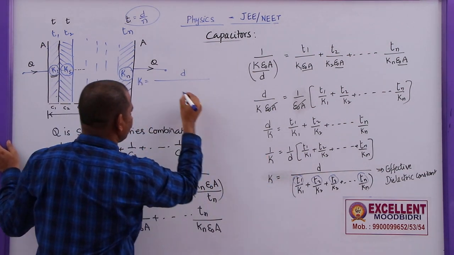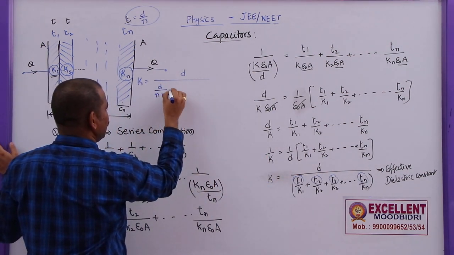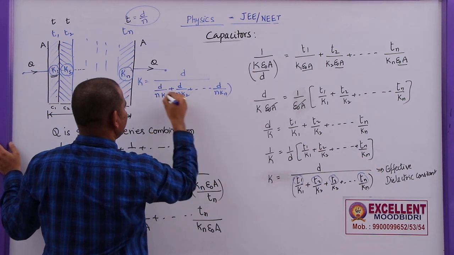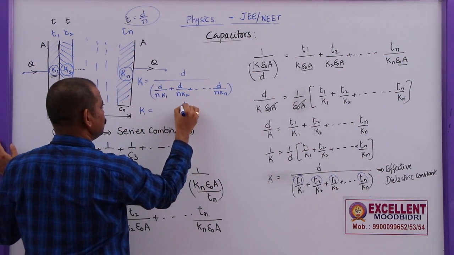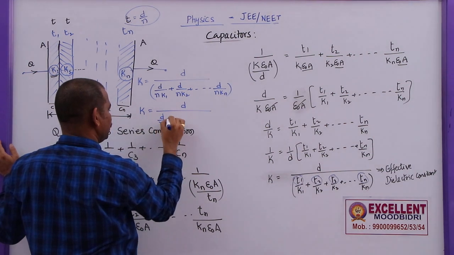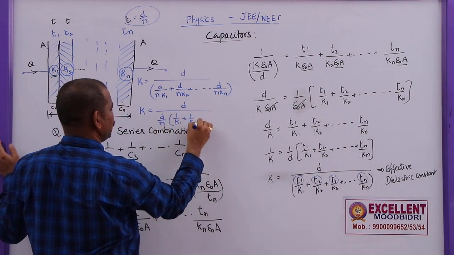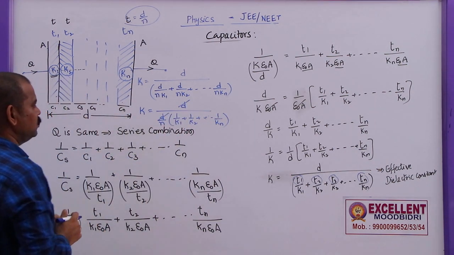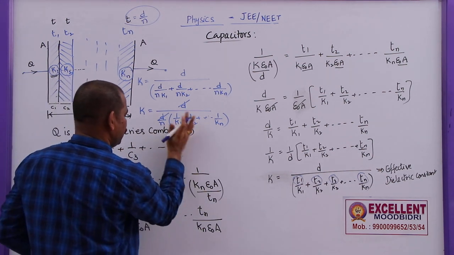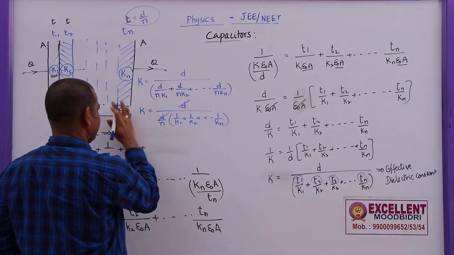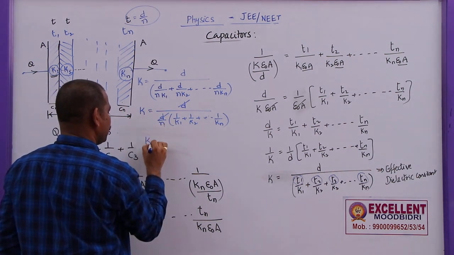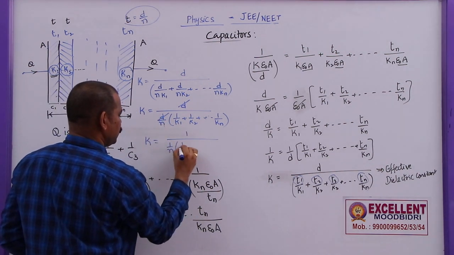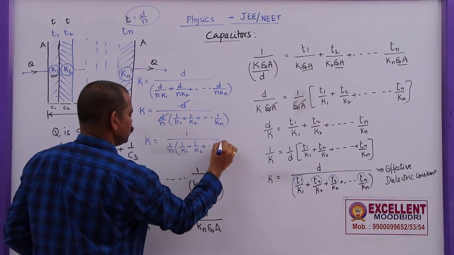So, in place of T, what can you write? d by n K1, d by n K2, d by n Kn. So, K is equal to d, and this d by n is common here, 1 by K1 plus 1 by K2 and so on, 1 by Kn. You can cancel d and d. So, what is the K value now? K is equal to 1 by n, 1 by K1 plus 1 by K2 and so on, 1 by Kn.